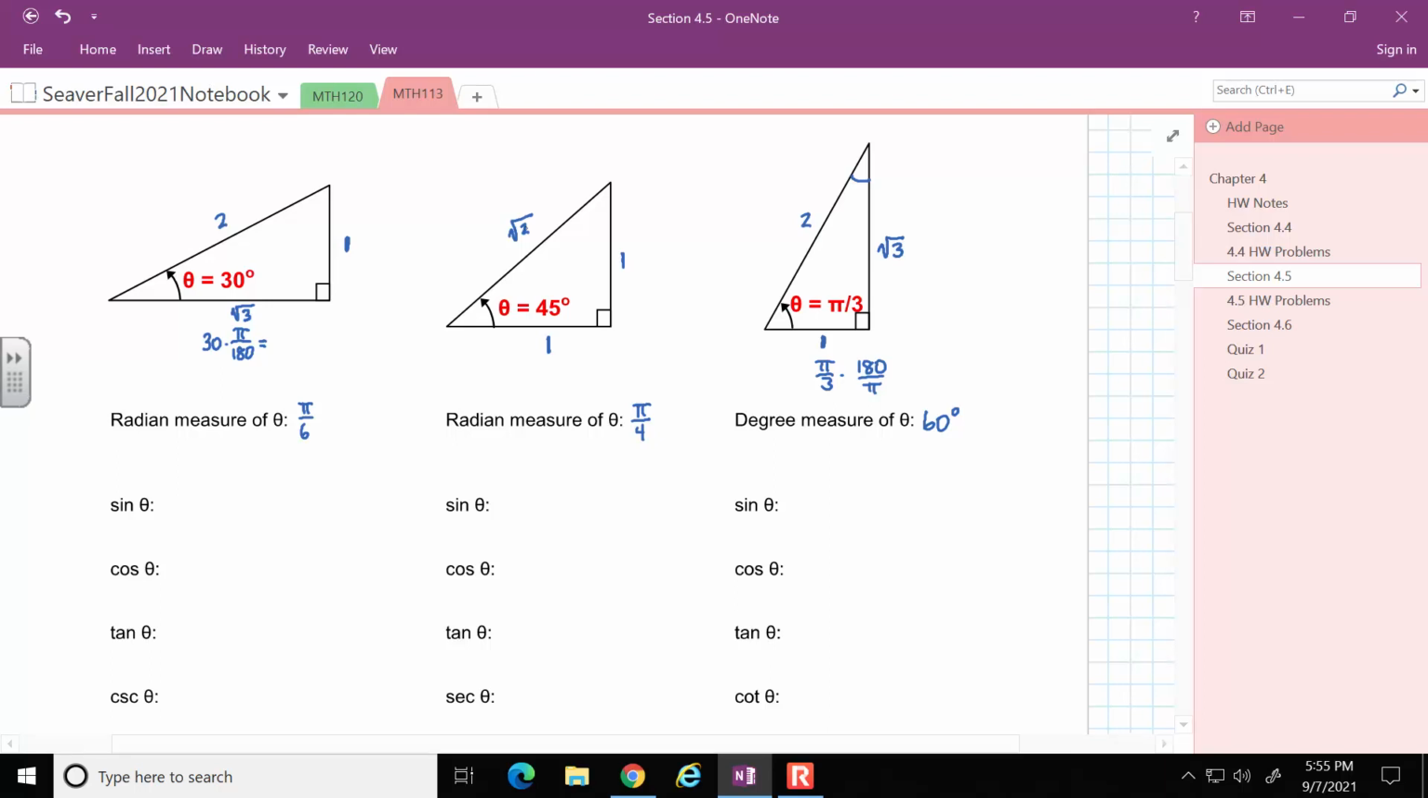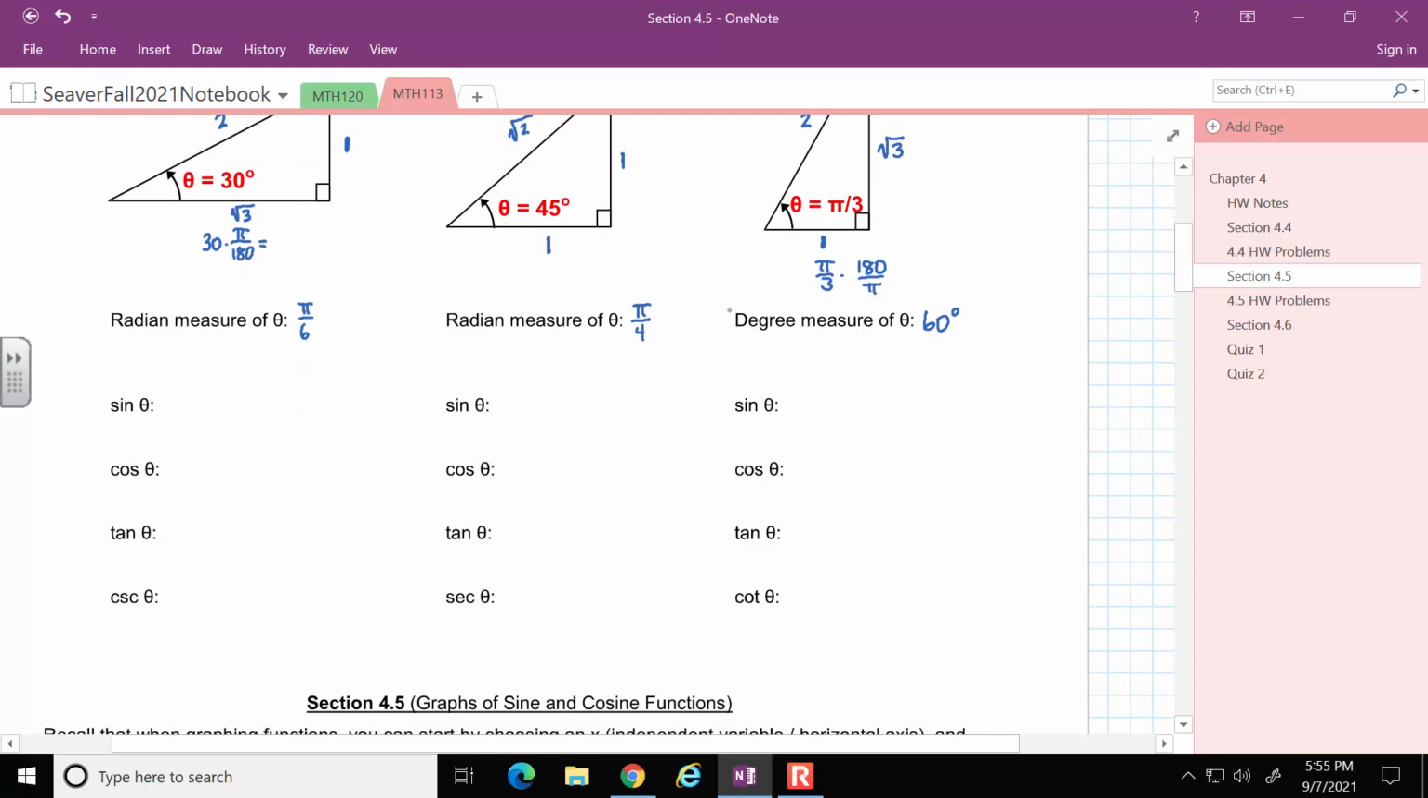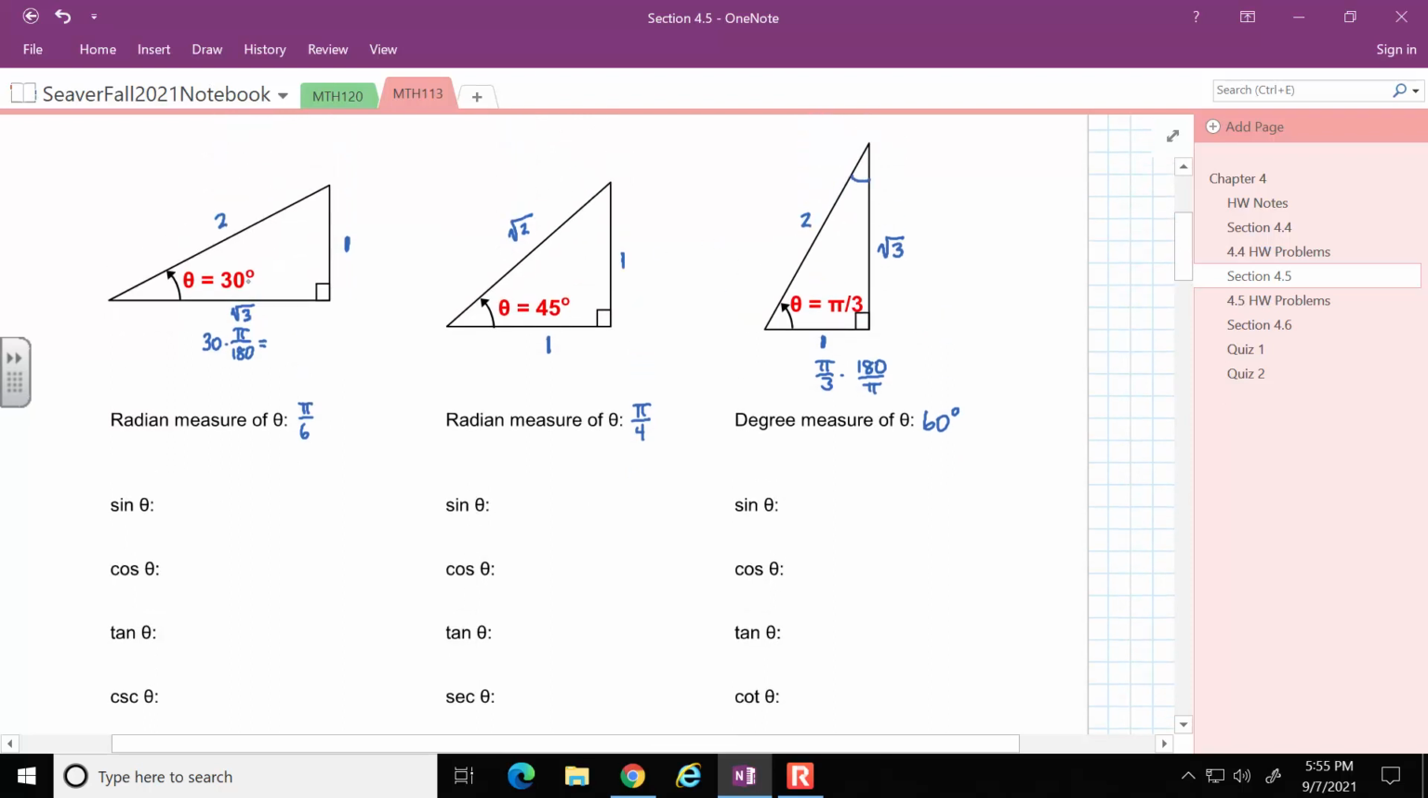And I come in, I can label these triangles, and then that allows me to find trig functions for those angles. So when I see sine of 30 degrees, sine of pi over 6, I think, well, that's got to be 1/2. Cosine would be square root of 3 over 2.